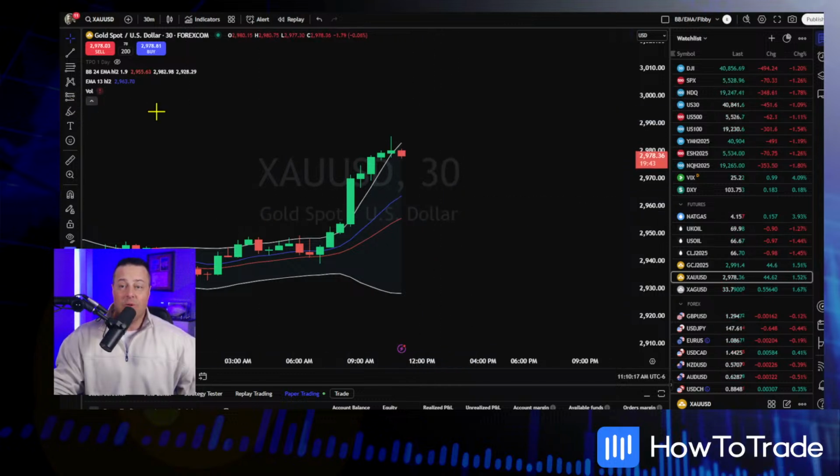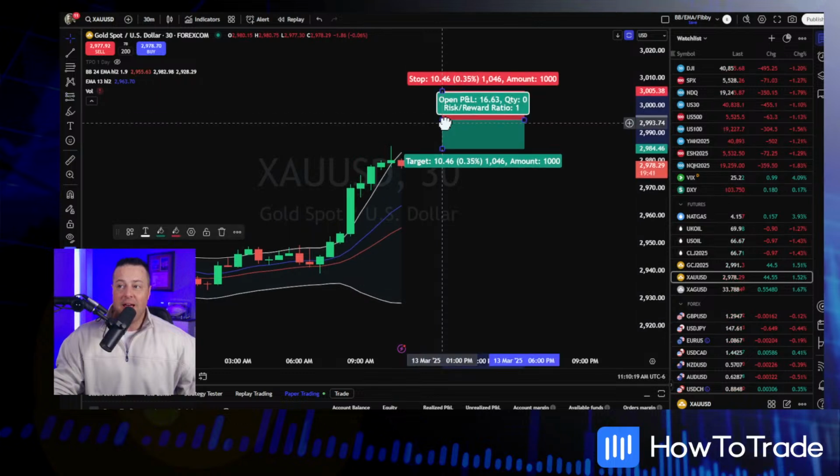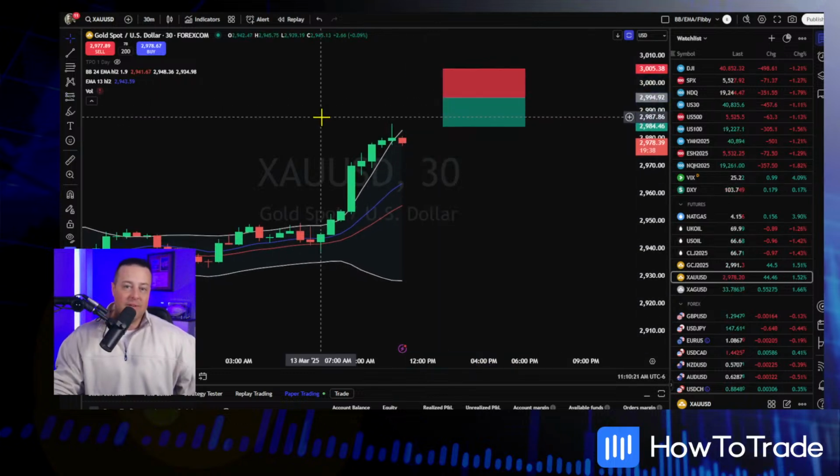So let's build it one more time, and I'll just leave it up. Something like that. Check out our trade ideas for exact specs on that.